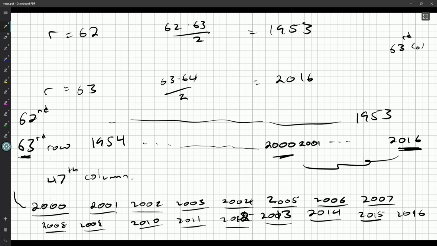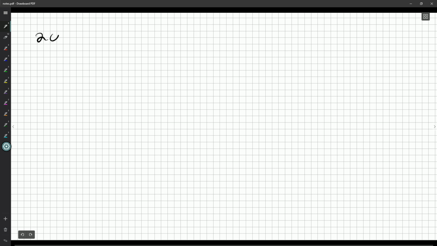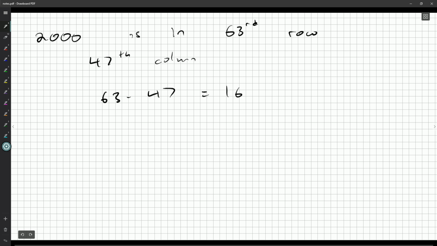So there we go. You didn't have to write it all out. I just figured while I was there. I mean, you'd really just need to subtract the difference in these numbers from 63. So 63 minus 16 is 47. Okay? So 2000 is in the 63rd row and the 47th column. How many numbers are above it? Well, you take the row number minus the column number, and you get 16. There you go. And 16, that's an answer of D.